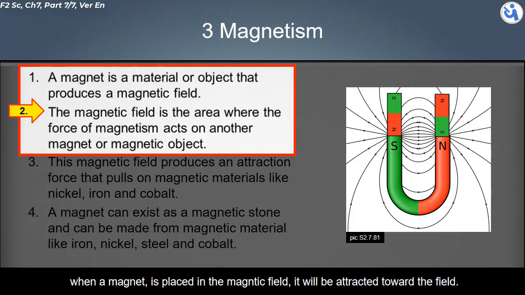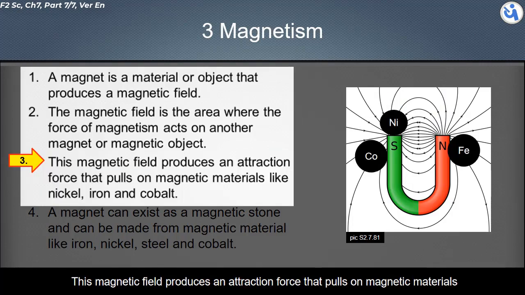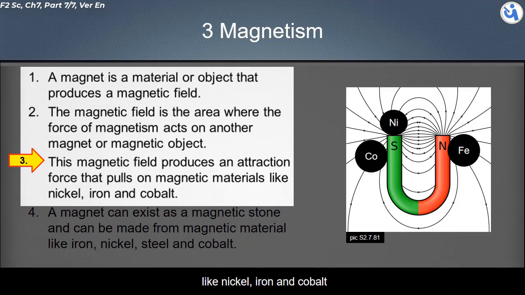When a magnet is placed in the magnetic field, it will be attracted toward the field. North pole of the magnet, toward the south pole of the field. South pole of the magnet, toward the north pole of the field. This magnetic field produces an attraction force that pulls on magnetic materials like nickel, iron, and cobalt.